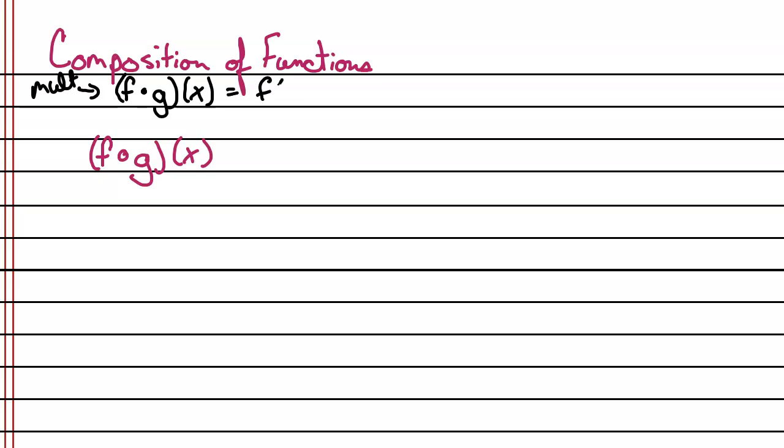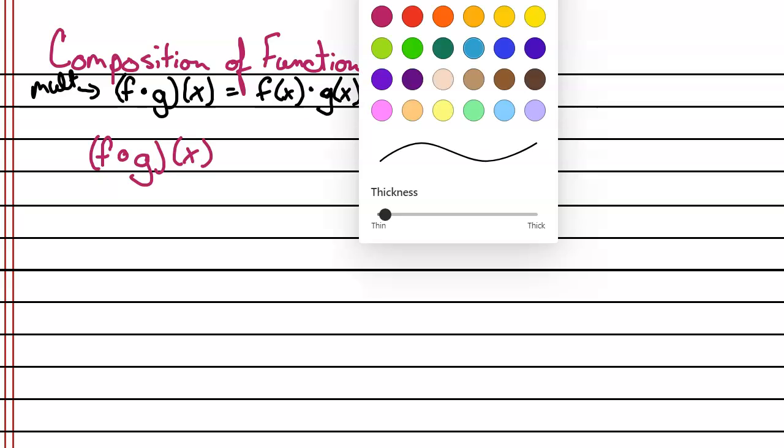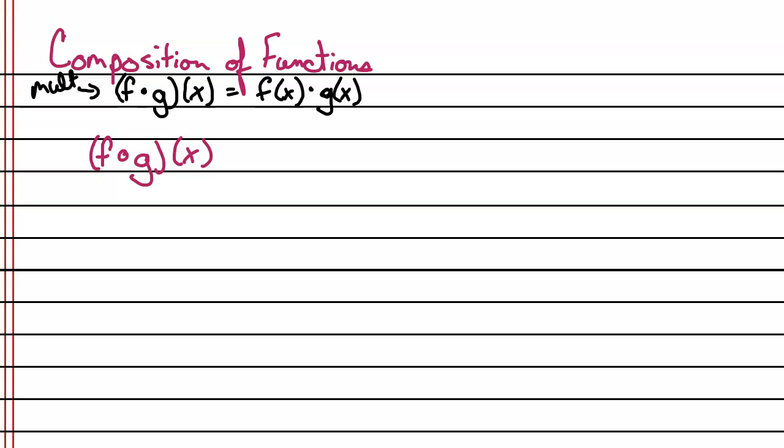And so that means to take f of x and multiply it by g of x. Well, the open circle is something different. This right here represents composition. And when we're talking about composition, we're going to take the second function, g of x, and we're actually going to put it inside the first function.